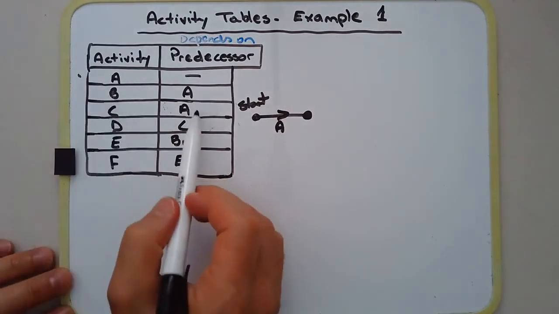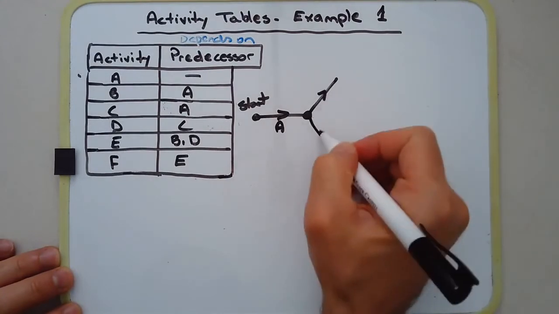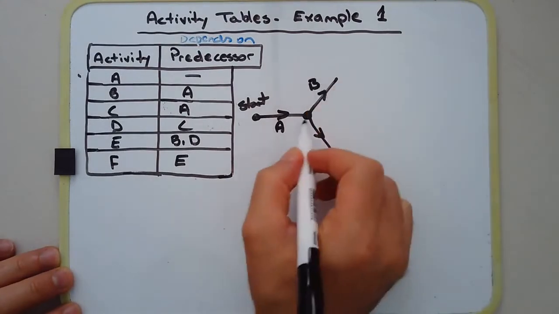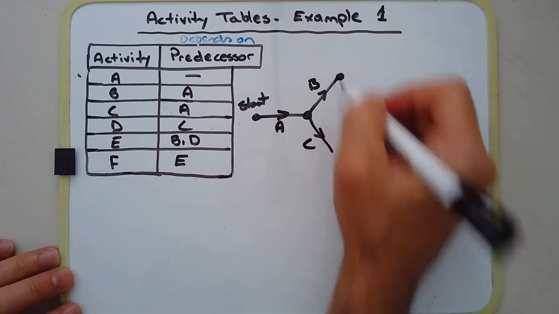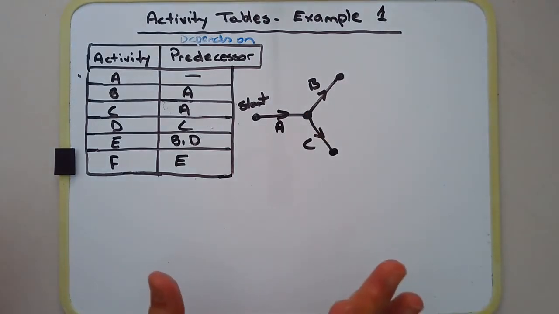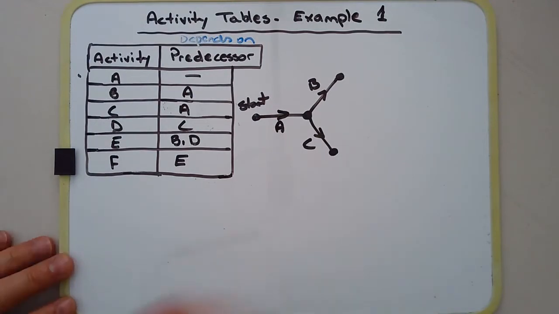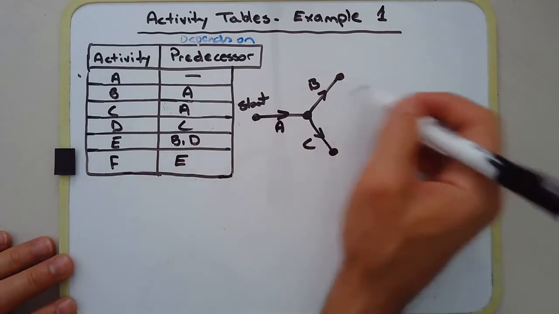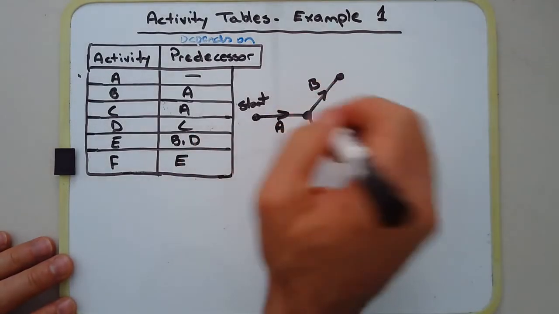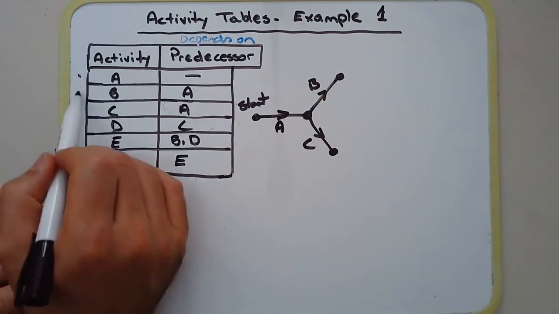Activity B and C both depend on A. So I'm just going to branch off activity A with activity B and C. Again, I recommend you do this in pencil. Chances are you may have to change the diagram midway through, and then you can use pen later on to basically pen it in, and that's your final network diagram. Okay, so I've used B and C.